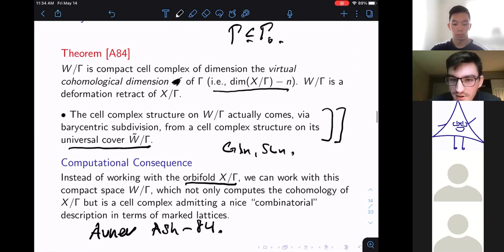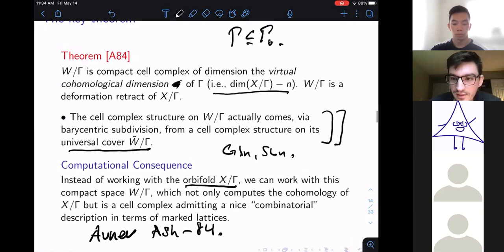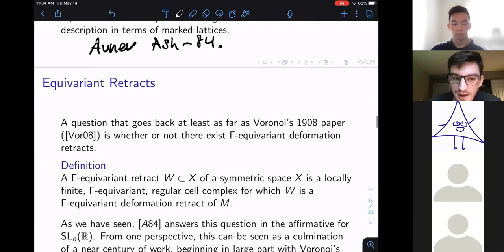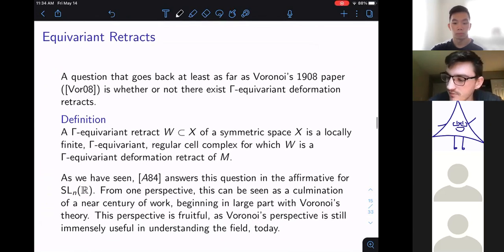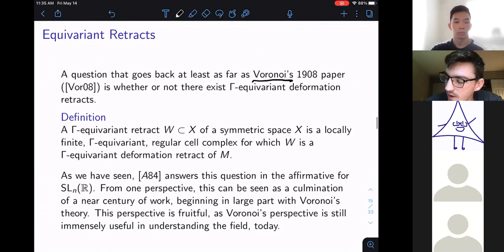But this theory really started in many ways with early work in 1908 by a mathematician named Voronoi. And so I want to talk a little bit about the classical theory. If you want to phrase the problem of this aspect of the theory, the idea is to try to find some kind of Gamma-equivariant retract. So you want to find a spine inside your symmetric space, which is Gamma-equivariant. You can quotient out by Gamma, and you get a regular cell complex, and it computes the cohomology of your symmetric space.